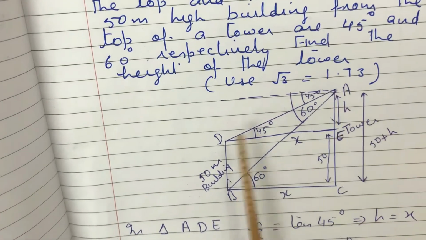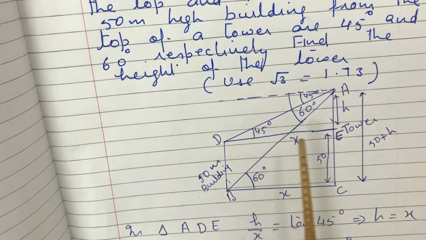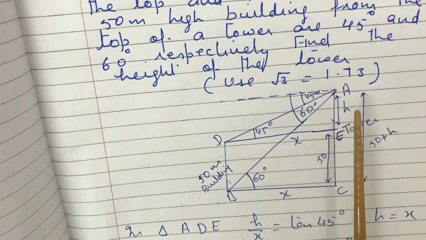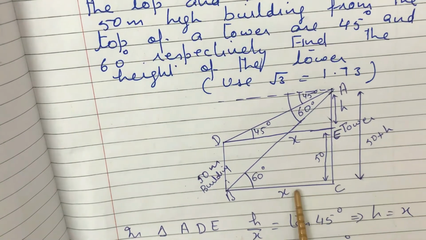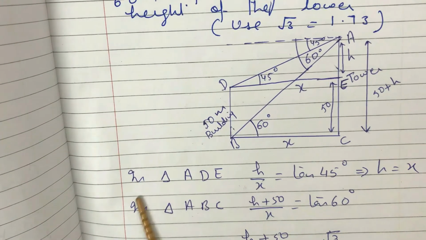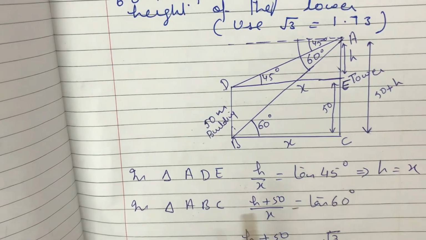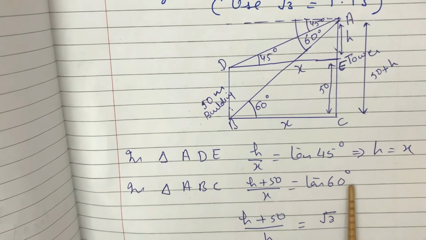And in triangle ADE, H upon X is equal to tan 45 degree. That means H is equal to X. And in this bigger triangle, H plus 50 upon X is equal to tan 60 degree. So I have written here in triangle this, we have H plus 50 upon X is equal to tan 60.